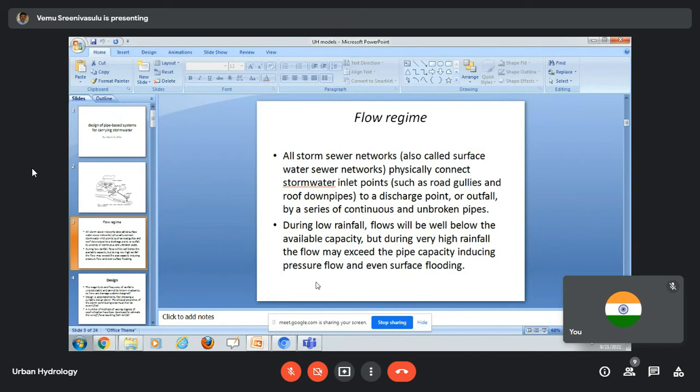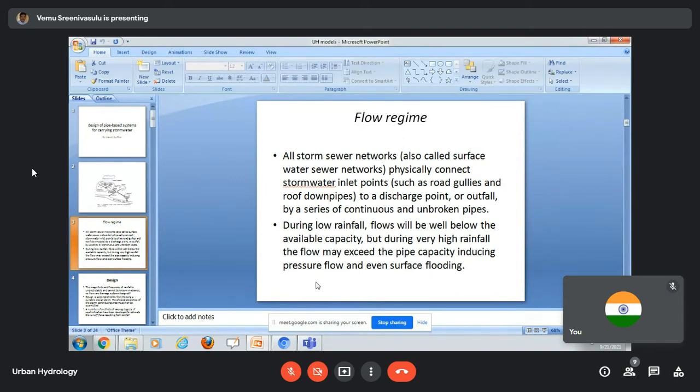So during low rainfall, flows will be well below the available capacity. But during very high rainfall, the flow may exceed the pipe capacity, inducing pressure flow and even surface flooding. So if it is a low rainfall, there is no problem. The pipe can easily carry the overland flow from the city.